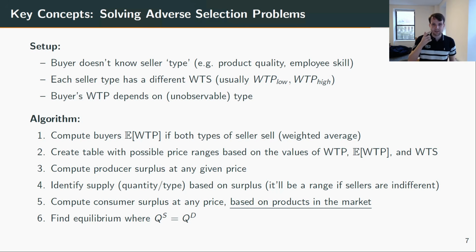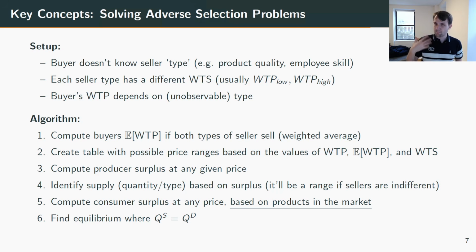The way we solve these problems is usually, since there's a distribution of sellers, we first start by computing the expected willingness to pay. I'm going to show you how this works. We're just going to weight the willingness to pay of the buyer by the proportion of the sellers of the different types on the market. Then we're going to create a table with all possible price ranges based on all values of the willingness to pay, the expected willingness to pay, and the two willingness to sell. We're going to compute the producer surplus at any given price for the two types of producers, and then identify how much each individual is going to be willing to sell, and therefore what the market quantity is going to be and what the composition of quality in the market is going to be.